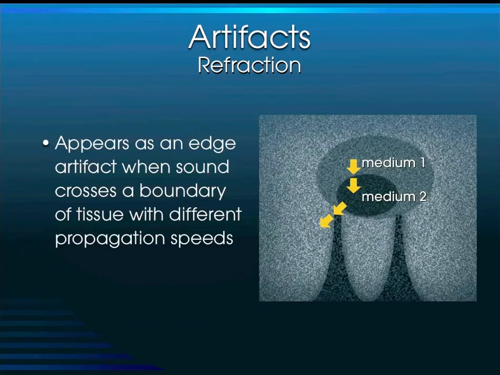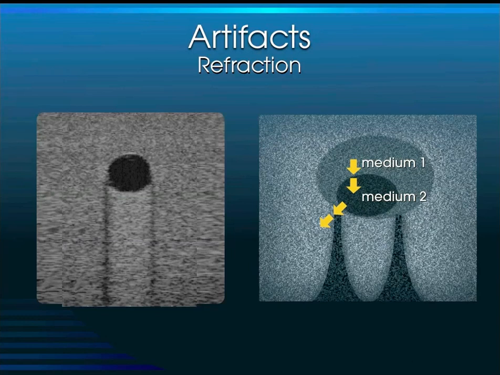Refraction is another type of artifact. When the sound is going through two different mediums, it gets redirected or refracted, and then you have a shadow that exists down the edges of that second medium. This is not unlike the bending of a pencil in a glass of water, as seen with Snell's law. So we have medium 1, medium 2, the sound changes speed, and as it does so, it gets redirected or refracted, and we get these lateral shadows that come down on the edges of the different medium.